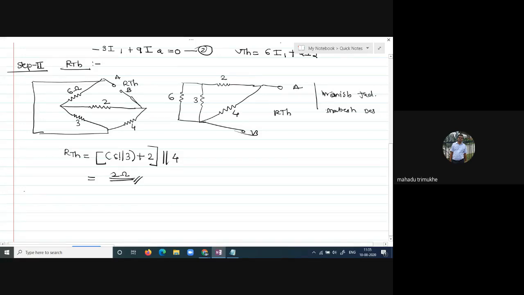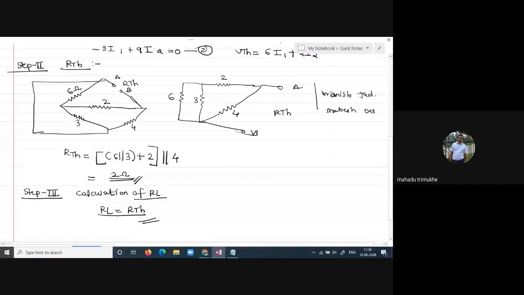Now step number three. Step number three is what? To calculate RL, the calculation of RL. We have already calculated RTH. RL is nothing but your RTH. RTH you have already calculated, and that RTH is nothing but your RL.